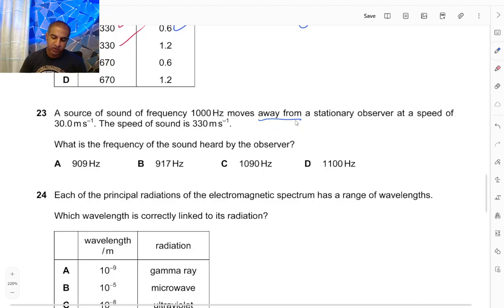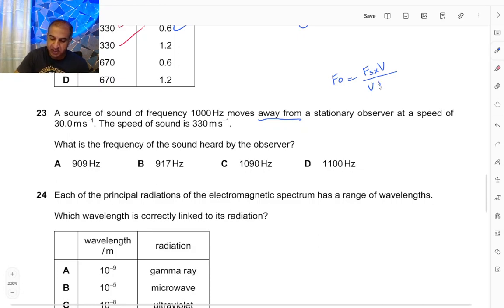The speed of sound is this. What is the frequency of the sound heard by the observer? Okay, so the frequency should be less. So we're just going to use this formula. Observed frequency is equal to the source frequency multiplied by the velocity of sound in air, divided by the speed of sound adjusted for the source. And since it is moving away, that means the frequency should be decreasing.